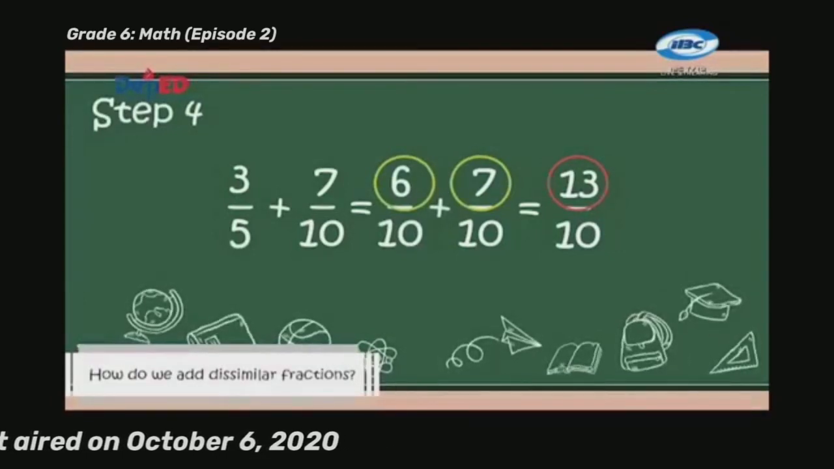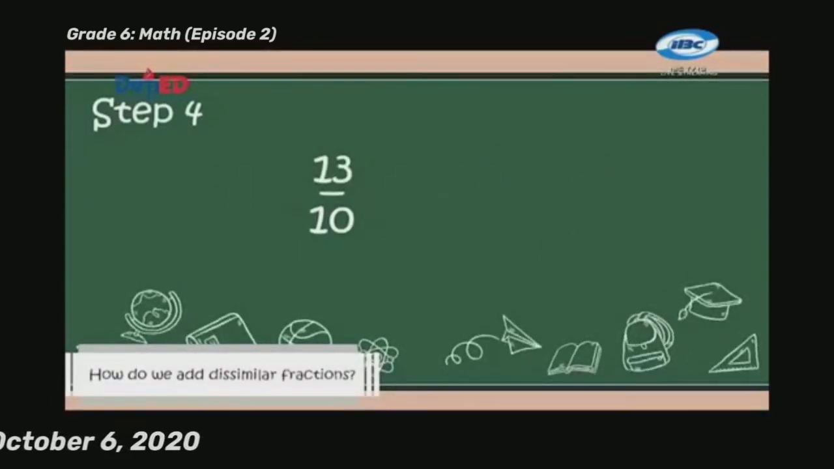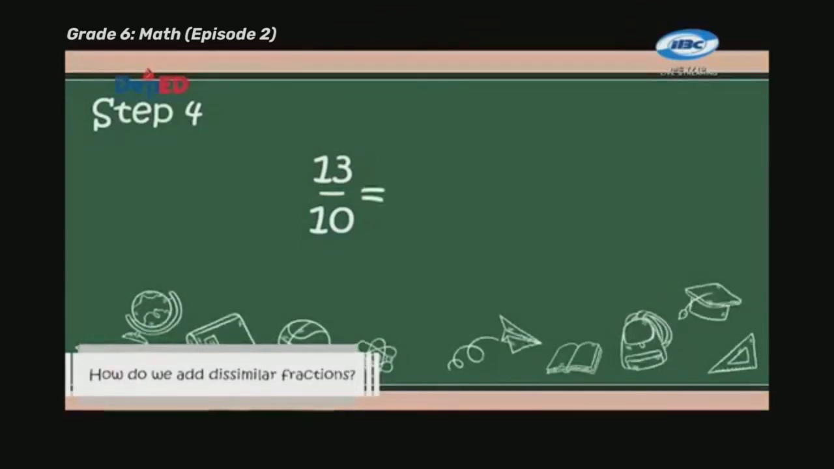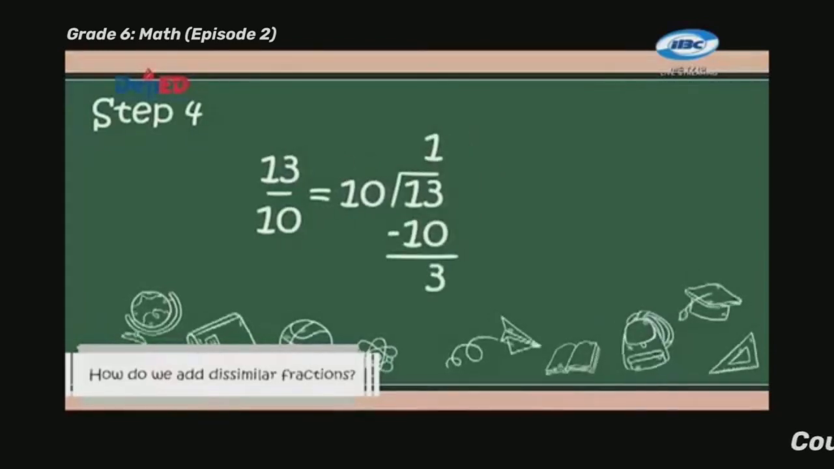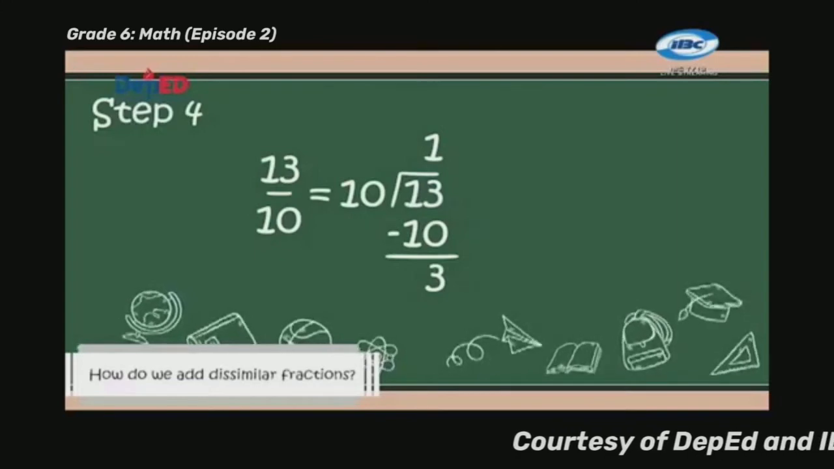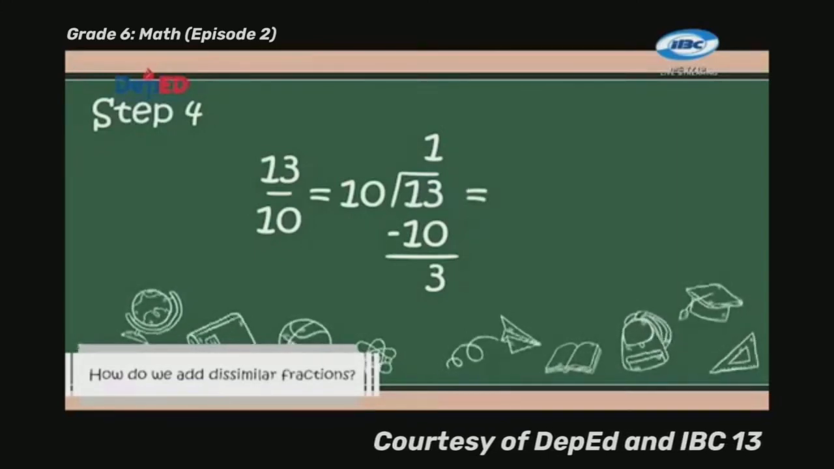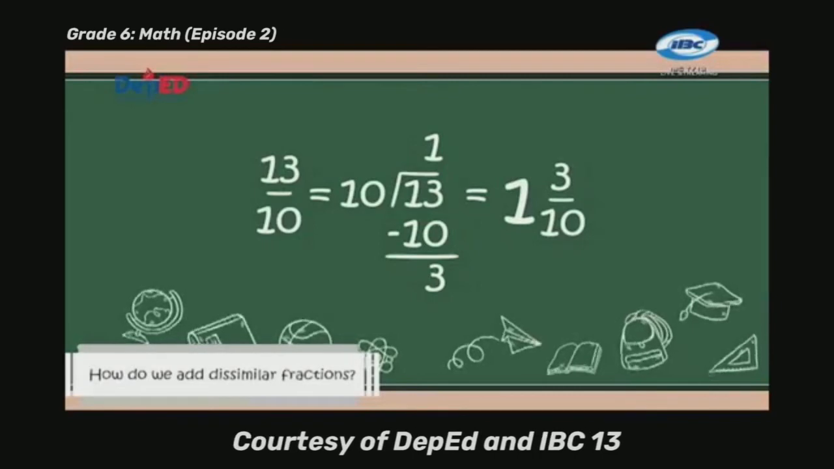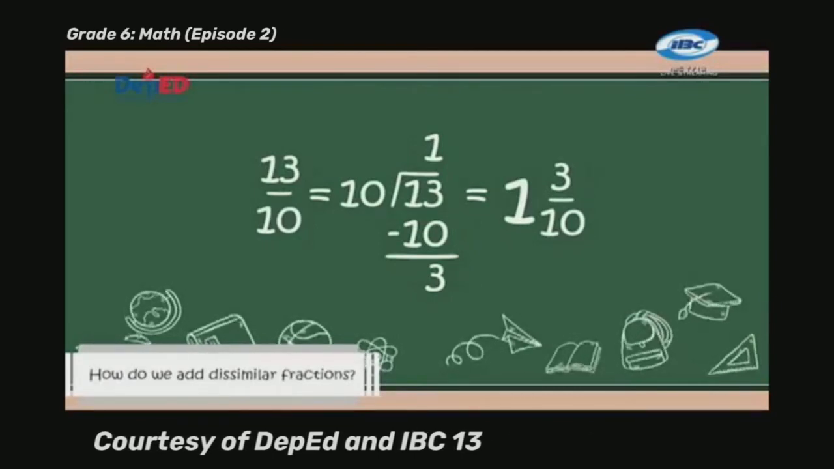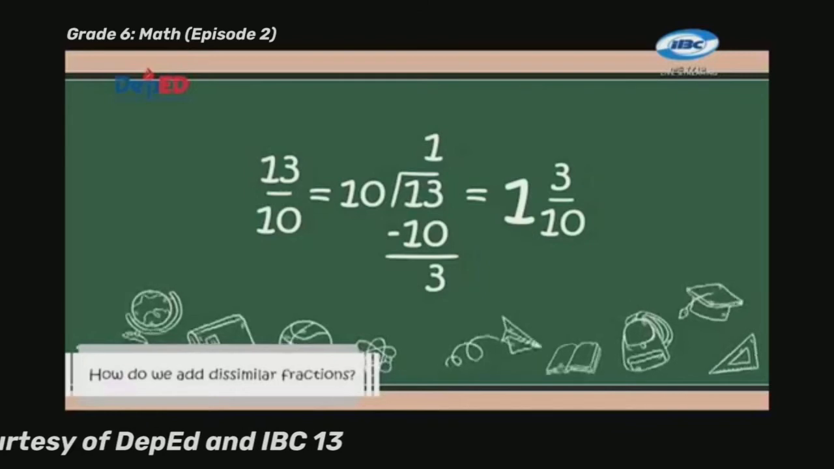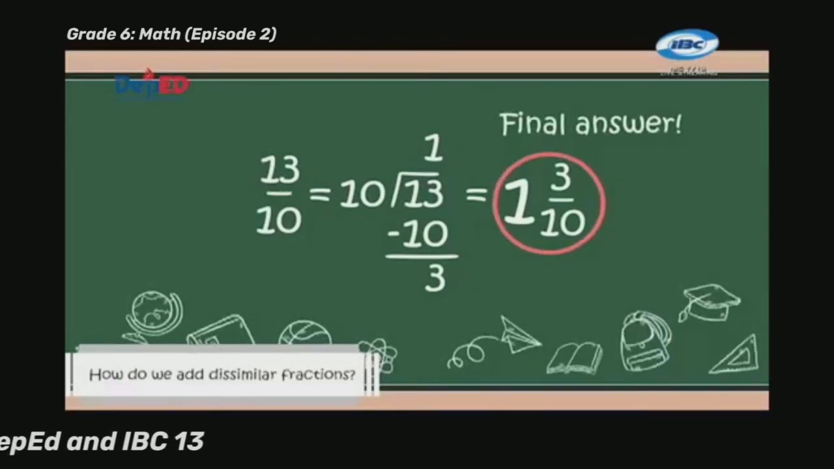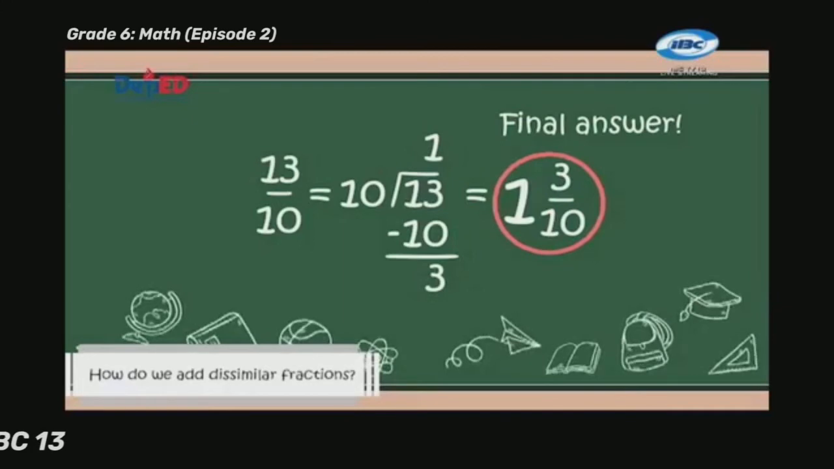We have 13/10. Step 4. Reduce the answer to lowest term if possible. Since the answer is an improper fraction, change it to a mixed number by dividing the numerator by the denominator. 13 divided by 10 equals 1, remainder 3. Write the quotient as the whole number 1, the remainder 3 as the numerator, and the divisor as the denominator. Therefore, 13/10 is equal to 1 and 3/10.